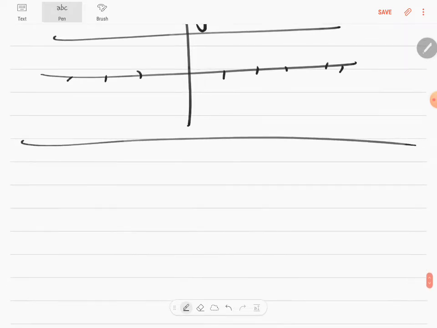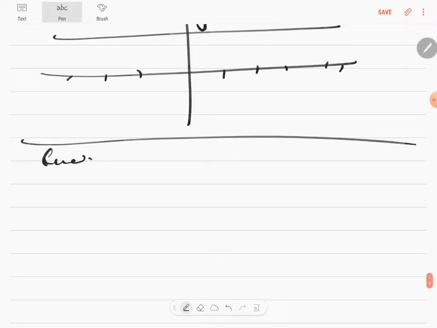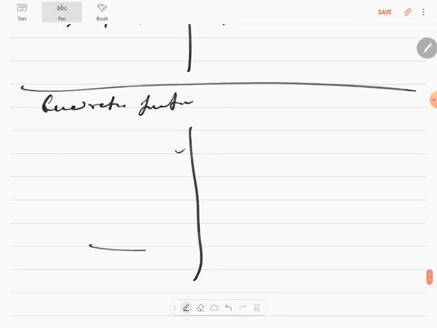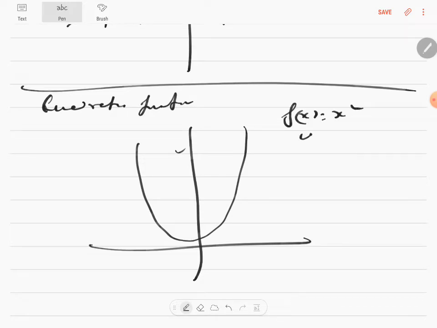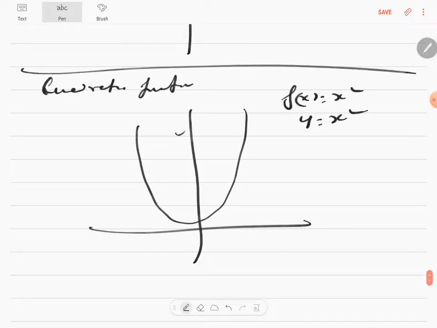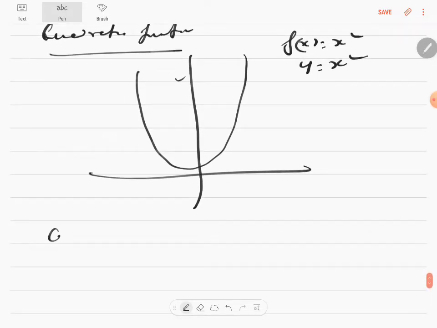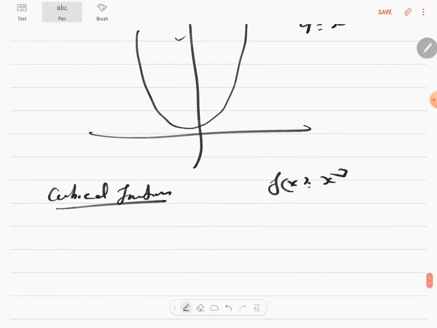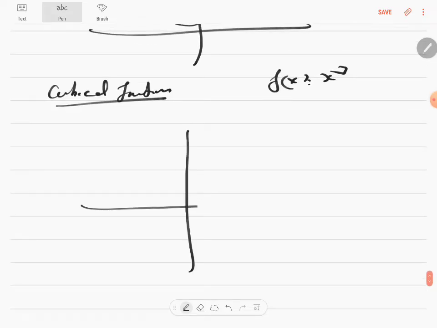Next, quadratic function. A quadratic function is like this. Upward parabola, downward parabola, where f of x is equal to x square or y is equal to x square. You've heard of quadratic function? Yes, ma'am. Then cubical function. Last year in statistics you will get an ogive. F of x is equal to x cube, which will be like this. You've come across this? It's an ogive. It's f of x equal to x cube.